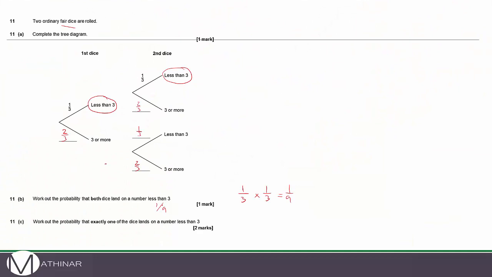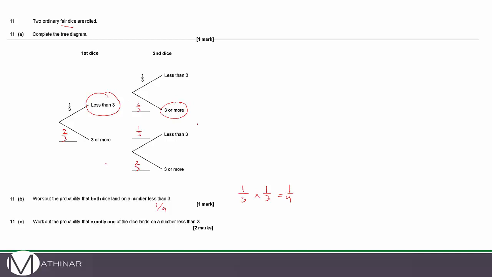Part C. Work out the probability that exactly one of the dice lands on a number less than 3. So this means either the first one lands on a number less than 3 or the second one lands on a number less than 3, but not both. So let's look at the example where the first one lands on a number less than 3. That would mean that the first dice would have to be there, and then the second dice cannot be there, it has to be here.